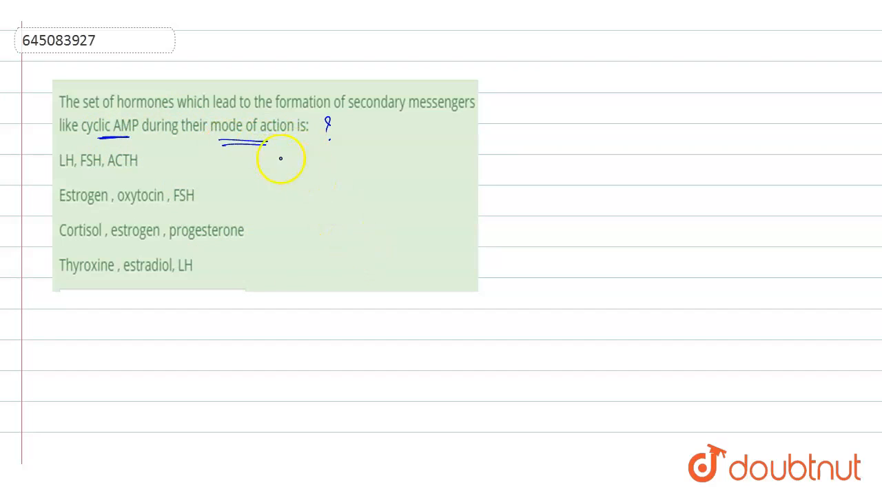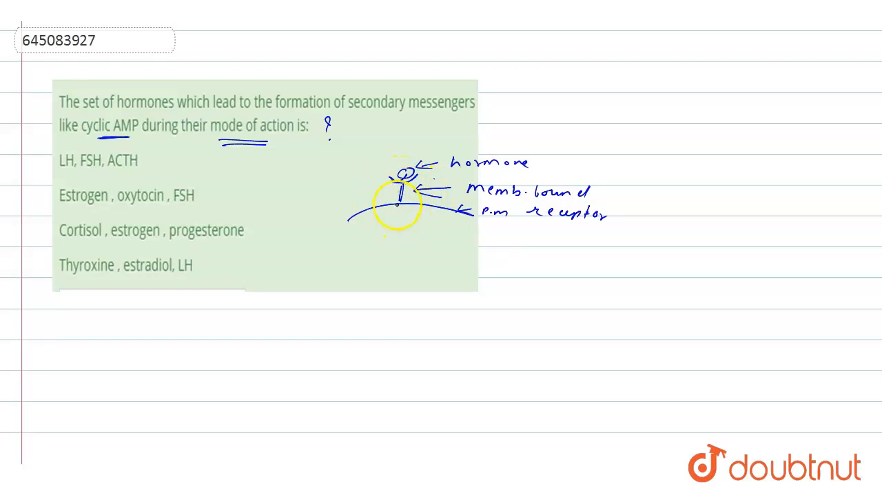This is the question. See, there are two types of mode of action we can see. In one type, the hormone binds to the membrane bound receptor. So suppose this is a hormone here, and this hormone binds to a membrane bound receptor, because they cannot directly cross the plasma membrane. So suppose this was a plasma membrane and this receptor is embedded in this plasma membrane, and the hormone is binding to the plasma membrane bound receptor.